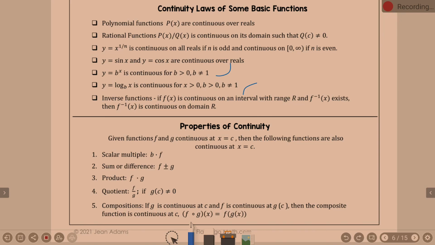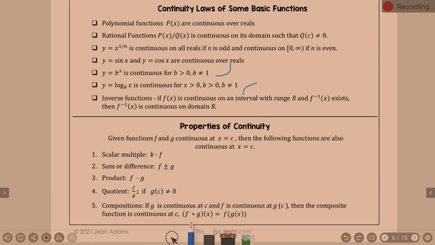Properties of continuity. Given functions f and g continuous at a point c, then the following functions are also continuous. You can take a function and multiply it by a scalar, so that's multiplying by a number, and that's still going to be continuous. You can add two functions that are already continuous. If you add continuous functions, the result is still going to be continuous. You can multiply continuous functions. You can divide continuous functions as long as the denominator one's not 0.